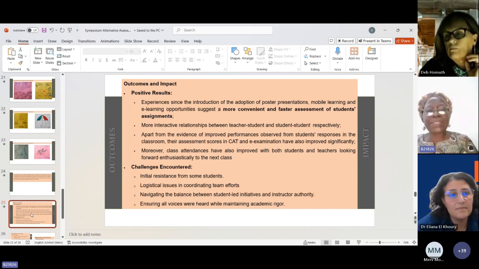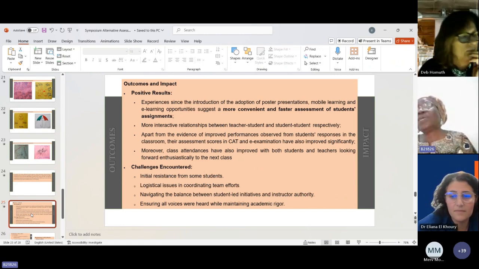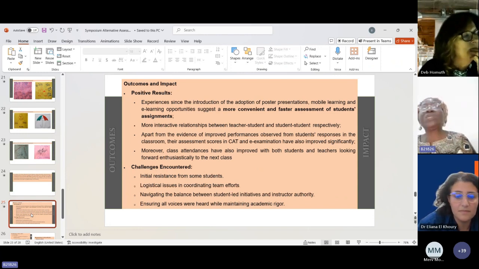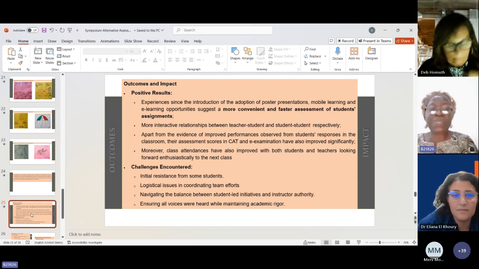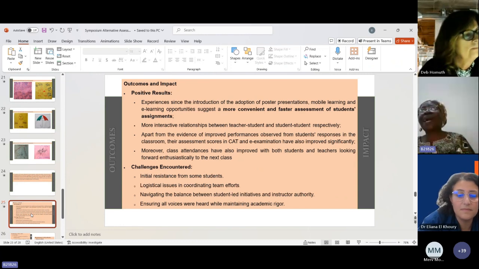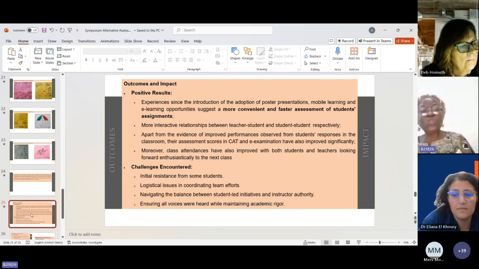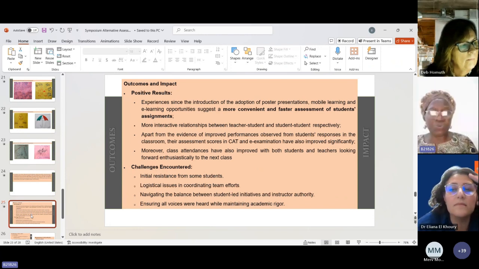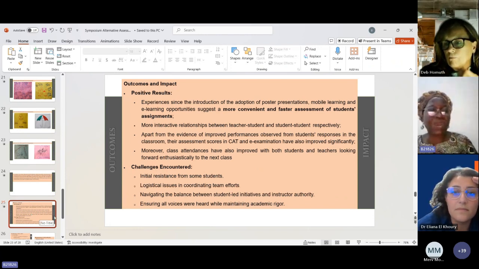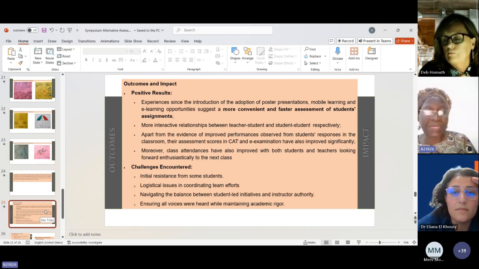We also had logistical issues in coordinating the group work, because we sometimes get a report from the students that some students just want to be in a particular group so that they will score marks. They don't want to be active in those groups. But we usually find a way around it to make sure that when you're not active, you are not given the same score as the other students in the particular group.